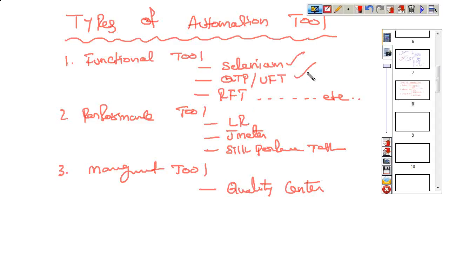What is the meaning of functional tool? These tools are used for testing the behavior of the application. We need to test whether the application is behaving as per client expectation or not. That we call functionality testing. By using these tools we can do functionality testing. Selenium and QTP are very popular. What is the difference between Selenium and QTP?